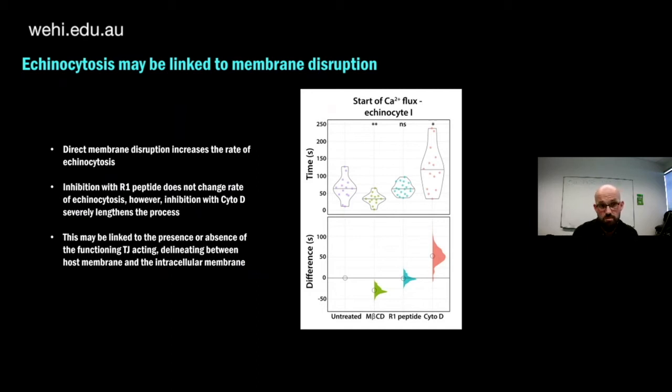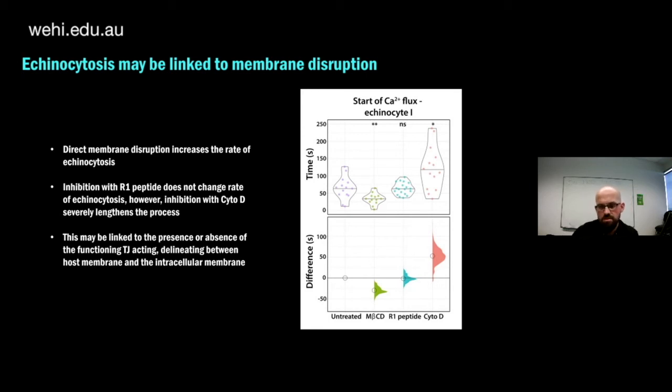So if we just disrupted the membrane itself by depleting membrane cholesterol with methyl beta cyclodextrin, we saw that the echinocytosis process was increased. Under conditions of R1 peptide, there was actually no difference, which was quite interesting. And then when we inhibit with cytochalasin D, the echinocytosis process takes a lot longer.